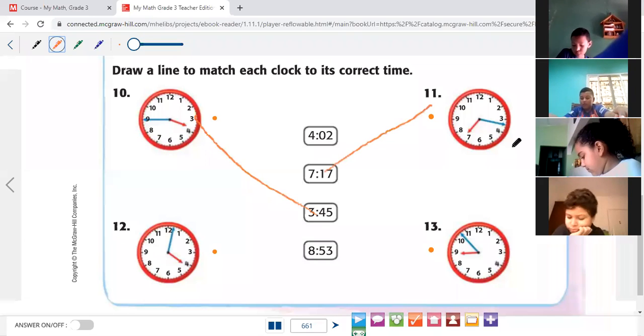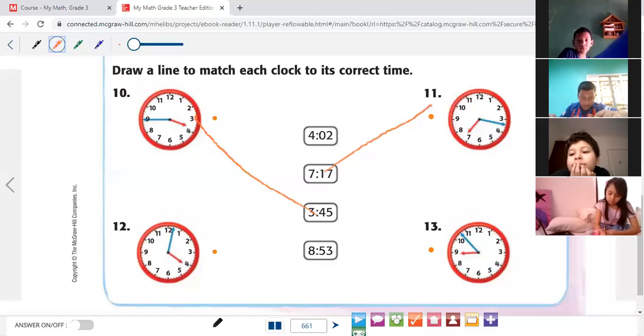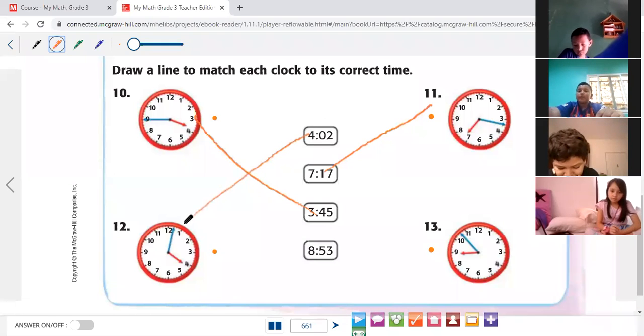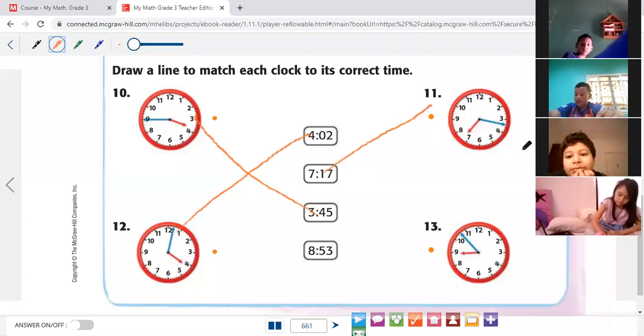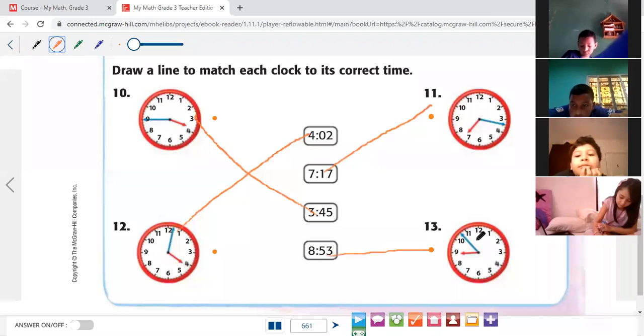Good job, Marisa. Now I need Abdiel to help me. Number 12, Abdiel. Turn on your microphone. Abdiel, please help me with number 12. What time do you think it is on number 12? 4:02. Yes, excellent job. And the last one, I need Airam to help me. Airam, what is the last answer? 8:53. Great job. It is 8:53. Nice job, you guys.